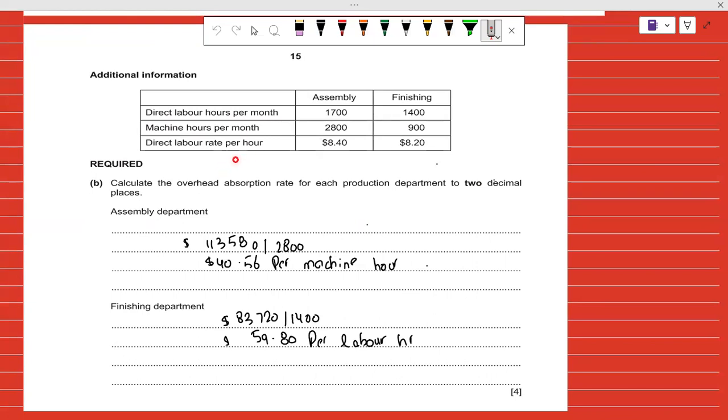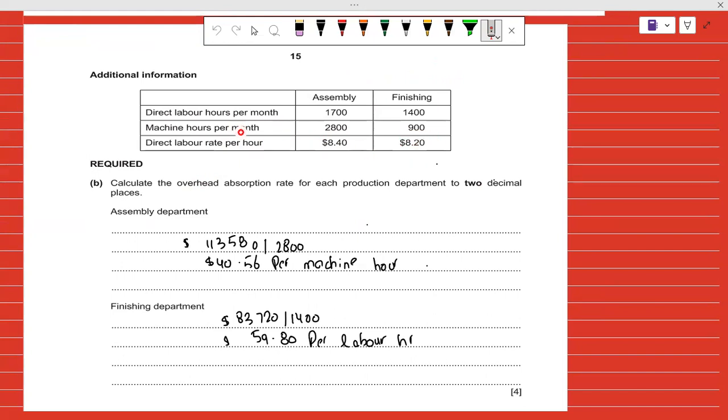After that, direct labor rate per hour. So what does it mean basically? It means that this factory used to give $8.40 to the direct labor for per hour working. And for the finishing department, it is changed. It is $8.20 per hour.